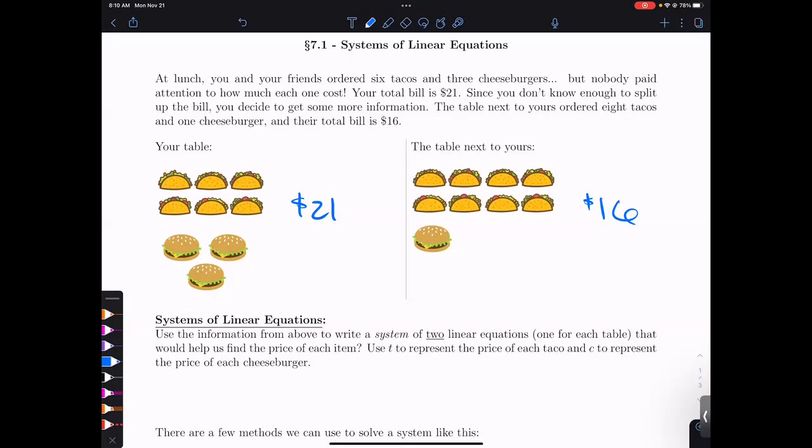What are the things we don't know? How much each thing costs, right? And that's what we're trying to find. Okay, so here I suggested that we use something to represent each thing. T to represent the price of each taco, C to represent the price of each cheeseburger.